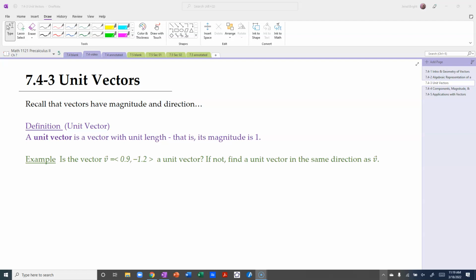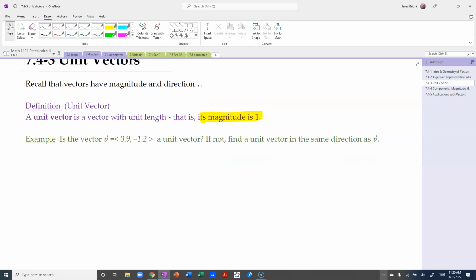In our study of vectors, you will come across a unit vector at some point. Vectors have magnitude and direction, and a unit vector still has a direction, but it has a particular magnitude. It has a magnitude of 1. Okay, so its length is 1. Here, we're given a vector and we're wondering if it's a unit vector.